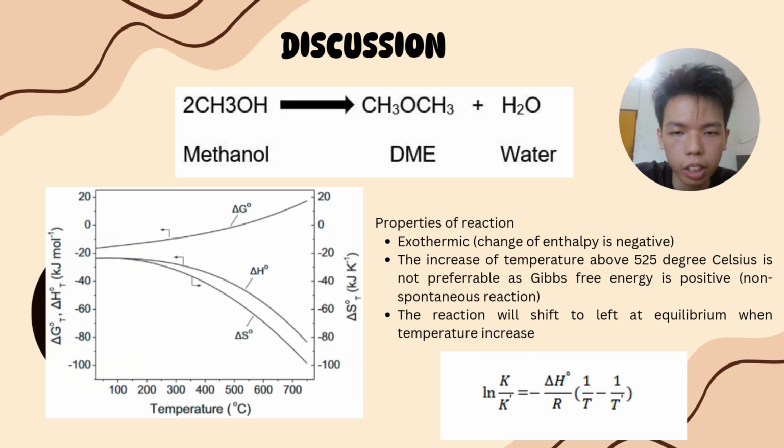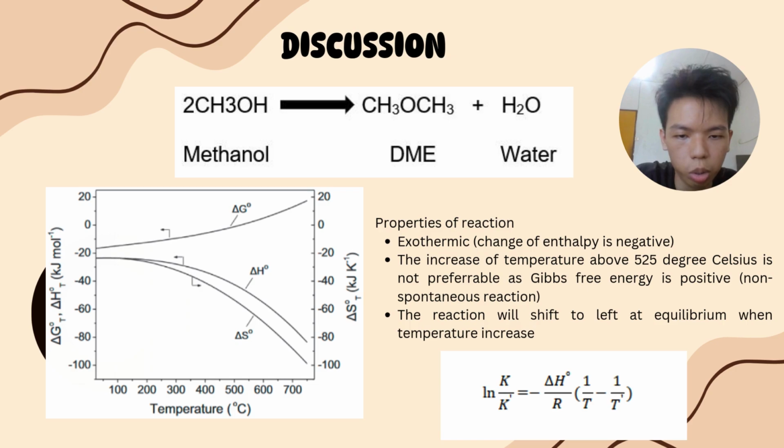Now, I will talk about the discussion of our report. First thing first, let me introduce again the chemical reaction that is involved in our process line. The methanol will convert into dimethyl ether and water. The chemical equation is shown at the top of the slide, which is 2 molecules of methanol converting into 1 dimethyl ether and 1 water.